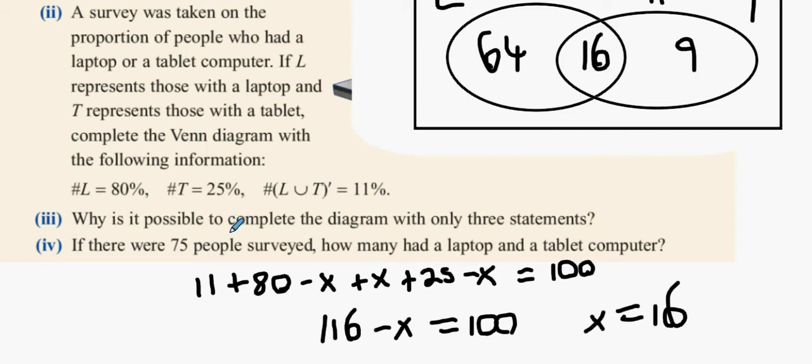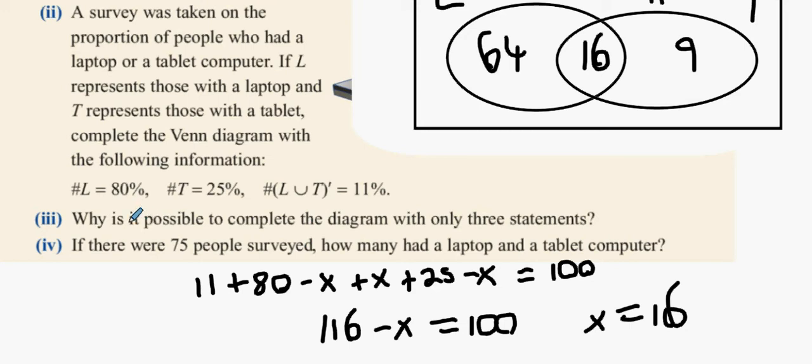Yeah, because 100% of people either don't have a laptop or a tablet. There's only really 4 types of people, really, isn't there? You either don't have either, you have a laptop only, you have a tablet only, or you have both. There's no other options, is there? So it has to add up to 100%.